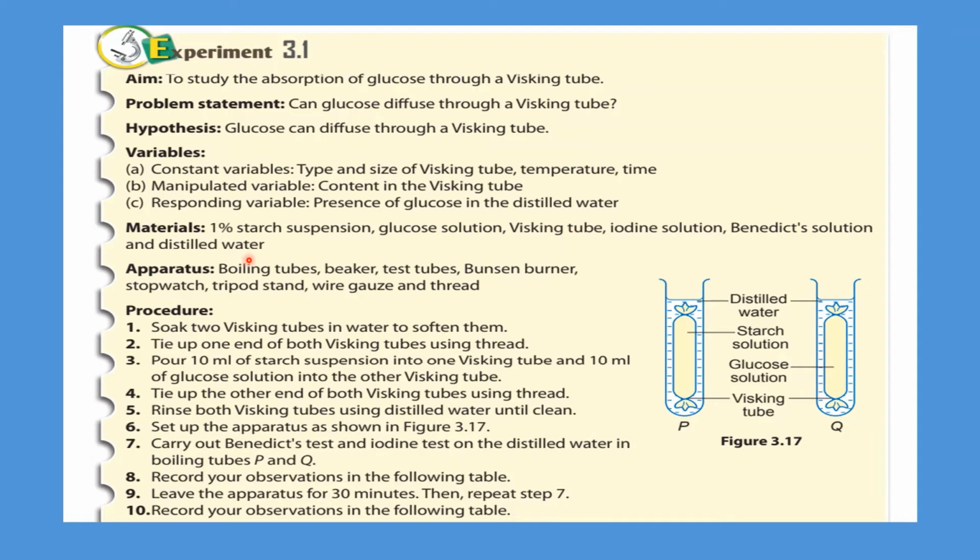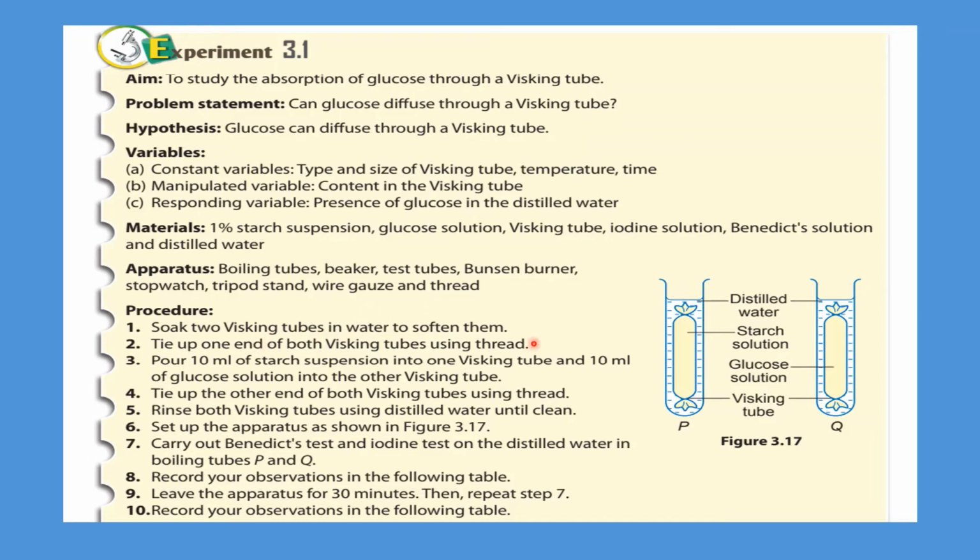As you can see, the materials used are starch suspension, 1% starch, and glucose solution, Visking tube, iodine solution, Benedict's solution, and distilled water. Iodine solution is used to test the presence of starch, which is a carbohydrate. Benedict's solution is used to detect the presence of glucose. Iodine solution is brown in color, and Benedict's solution is blue. The apparatus: boiling tubes, beaker, test tube, Bunsen burner, stopwatch, tripod stand, wire gauze, and thread.